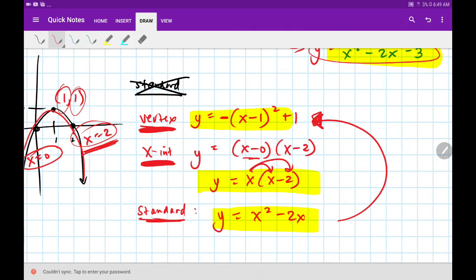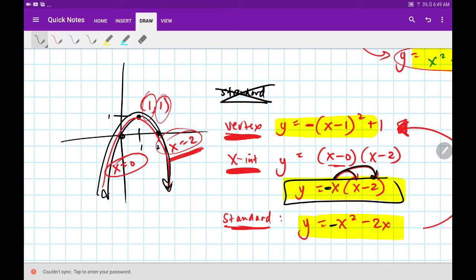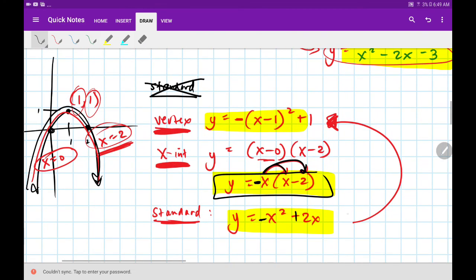Oh, I forgot something. Yeah, I forgot to put the negative out in front here. So that's the real answer because it's got to be facing down. And so when I distribute negative x, I get negative x squared. And when I distribute there, I get negative x times negative 2, which is plus 2x. Whew, that was a close one. So I need you to expand this and make sure you get the right answer.